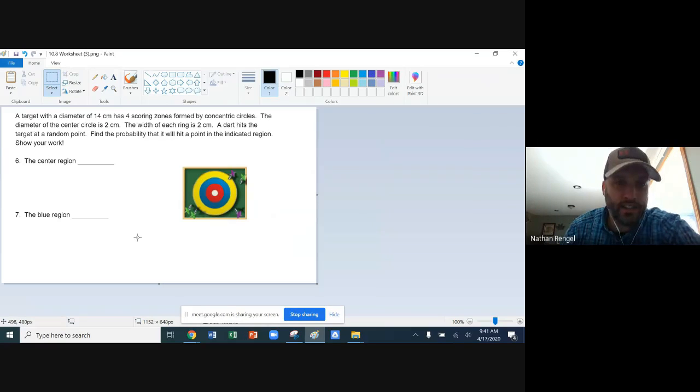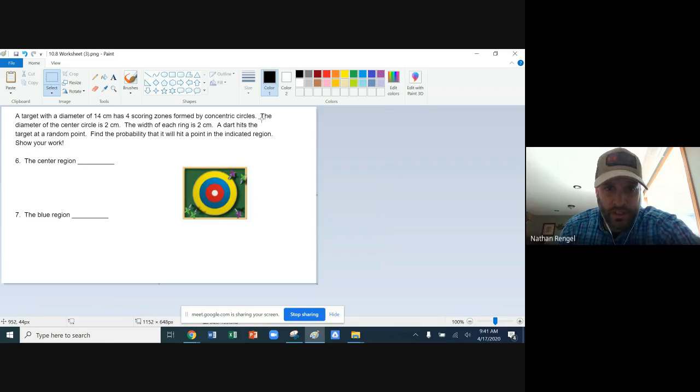We had a request to do numbers 6 and 7 on section 8. We'll take a look at those problems, and they both deal with a dartboard and looking at probability. A target with a diameter of 14 centimeters has 4 scoring zones formed by concentric circles. The diameter of the center circle is 2 centimeters. The width of each ring is 2 centimeters. A dart hits the target at a random point. Find the probability that it will hit a point in the indicated region and show your work.